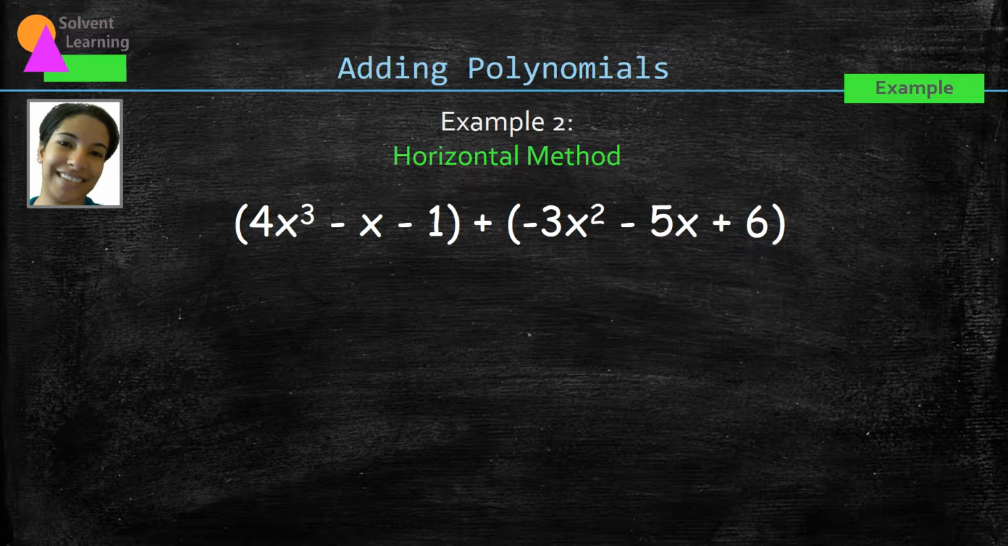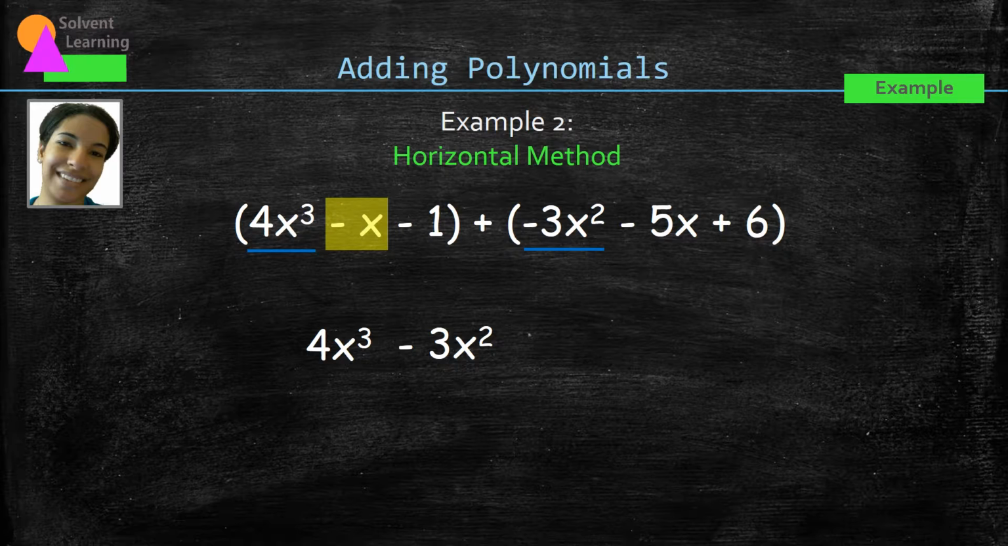So let's start with the first polynomial. We have a 4x cubed there, but there's no like term in the second polynomial. So we'll just bring down that 4x cubed and leave it as it is. And if we look at the first term of the second polynomial there, the negative 3x squared, there's no like term with that to combine from the first polynomial. There's no x squared term. So we bring that down. Now notice the 3x squared has a negative in front of it. So when I bring it down, I can keep that negative with it and just treat it as a subtraction sign.